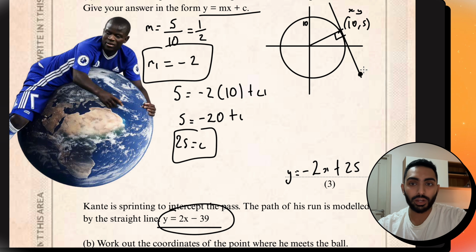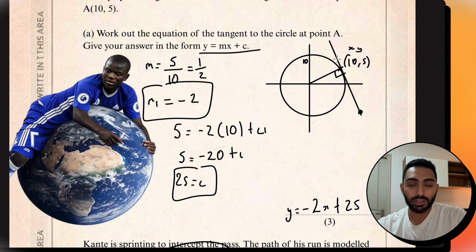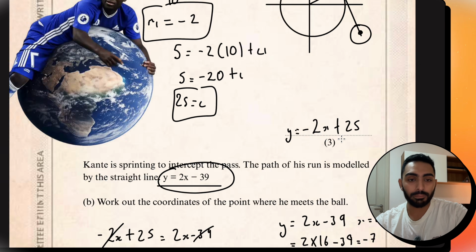He's actually picking it up somewhere along here. KDB played the ball in that direction and Kante will pick it up over here.